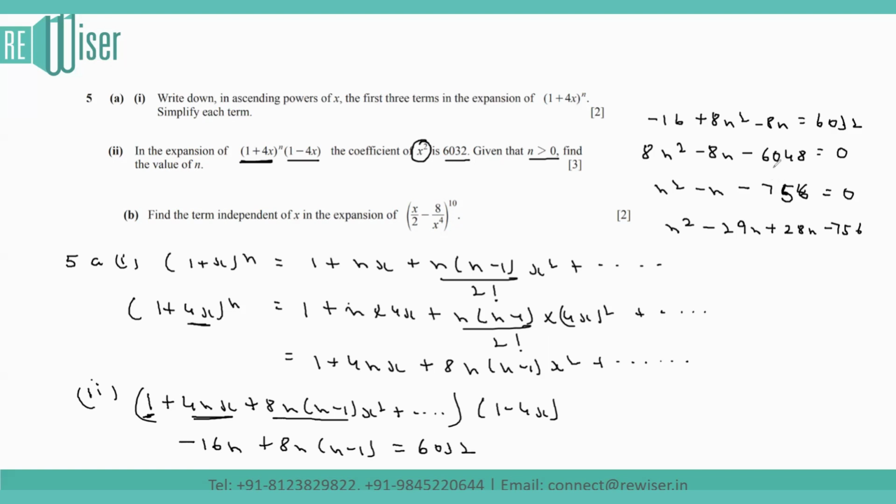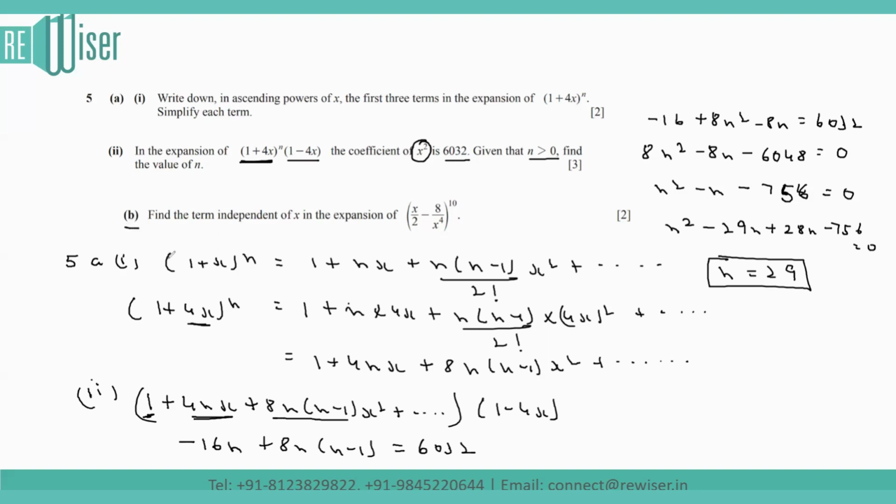So it's 8 into 7, which is 56, and so on. So you got it correctly, yes. So that should be equal to 0. If I solve this out, the value of n that we got is equal to 29. We cannot have a negative value because they have said that n is greater than 0. So that will be the answer for the 5A part 2.